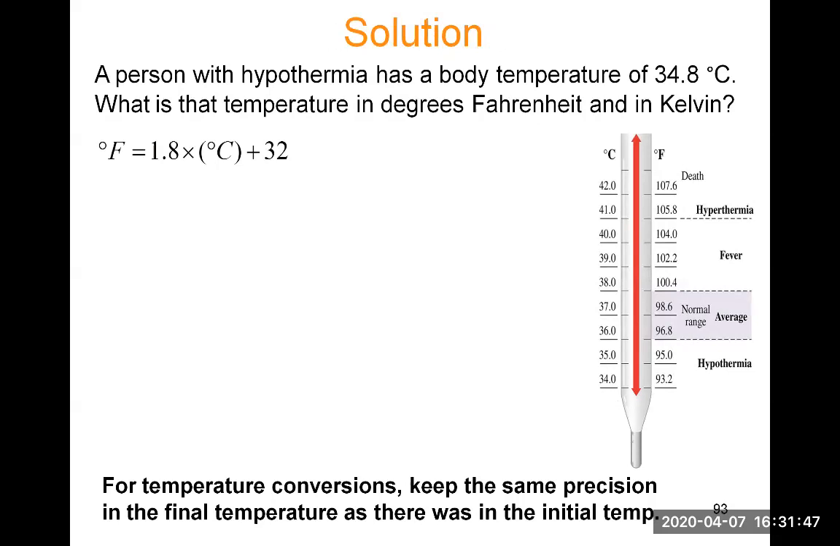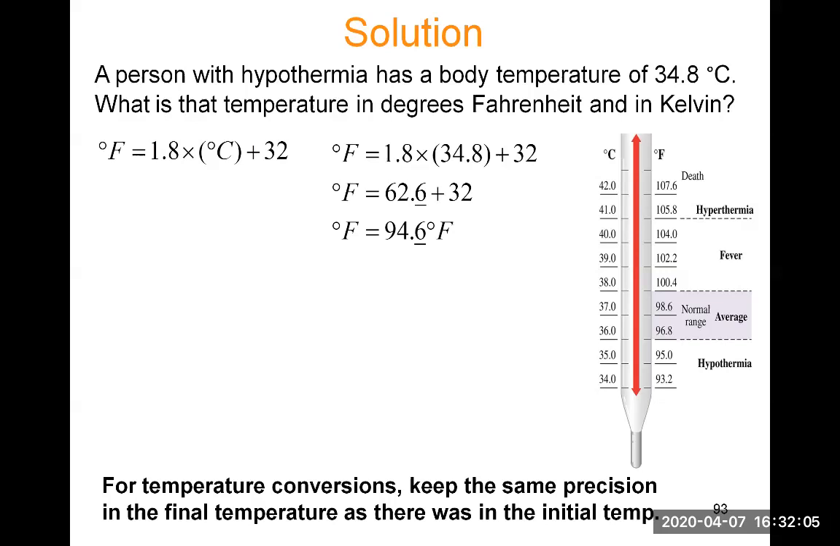Next you need to plug in the values. For degrees Celsius, you will plug in 34.8. You multiply that by 1.8, it's 62.6, and add 32. And the total is 94.6.